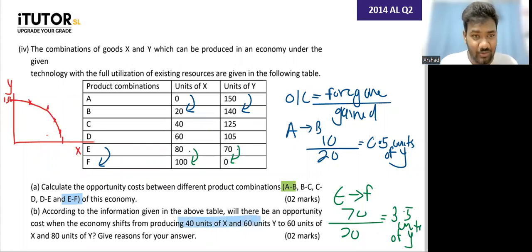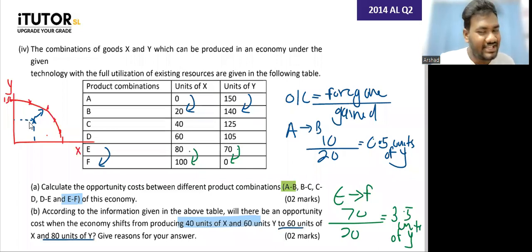Once you draw the PPC, you will realize this point of 40 units of X and 60 units of Y is a point inside the PPC. Did you all try drawing that? Yes. So draw the PPC, I'm not going to draw it one by one with you all. Once you draw the PPC and mark where you have 40 units of X and 60 units of Y, you will see it's a point inside the PPC. Then you're moving from this point to a point towards the PPC. That is what is happening. From this to 60 units of X and 80 units of Y.